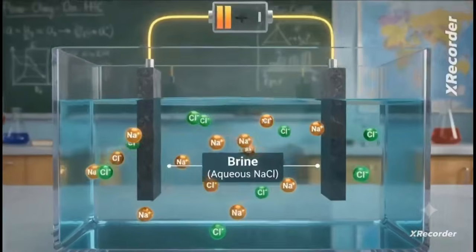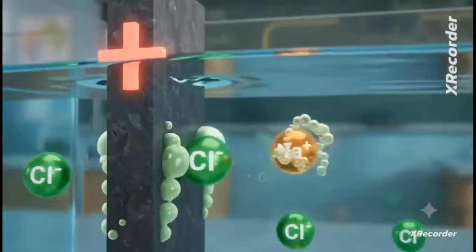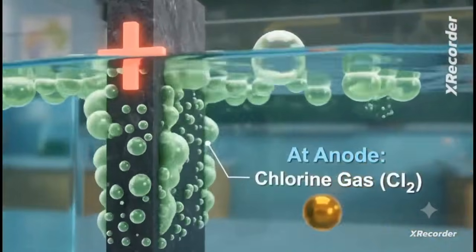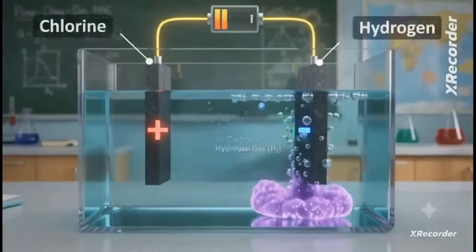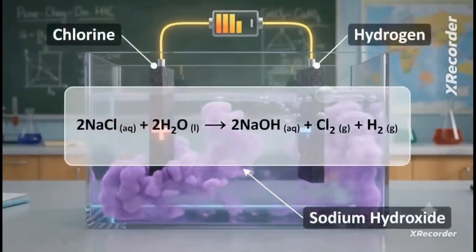When electricity passes through brine, it decomposes to form chlorine at the anode and hydrogen gas at the cathode, leaving sodium hydroxide.